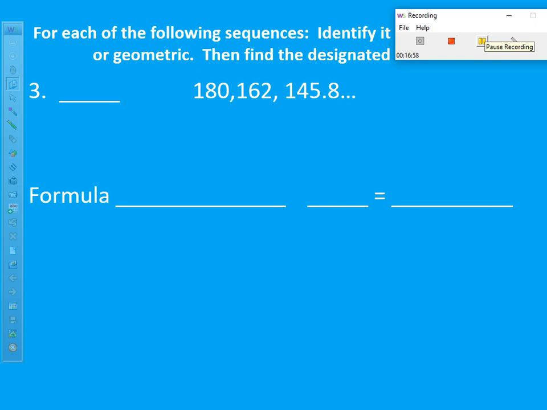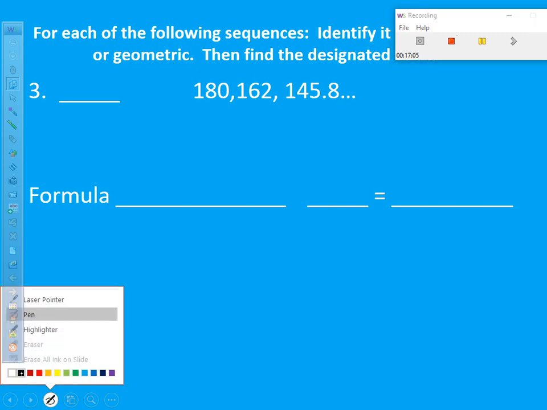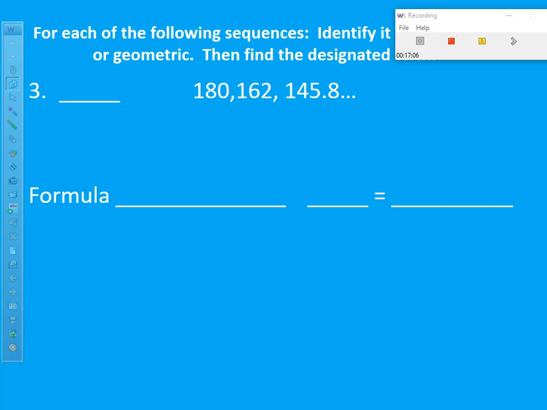So looking at my number 3, this one's a tricky one. I'm going to assume for just a second that it's arithmetic. To go from 180 to 162, I'm going to subtract 18. I got that because I went 180 minus 162 and that told me 18. Notice if I subtract 18 again, I'm not going to get 145.8. So this thing cannot be arithmetic. It must be geometric.